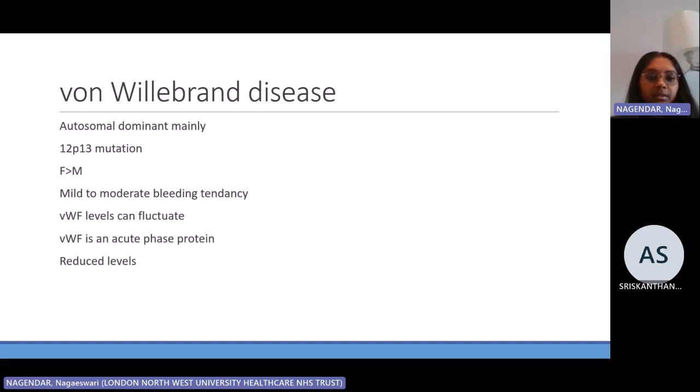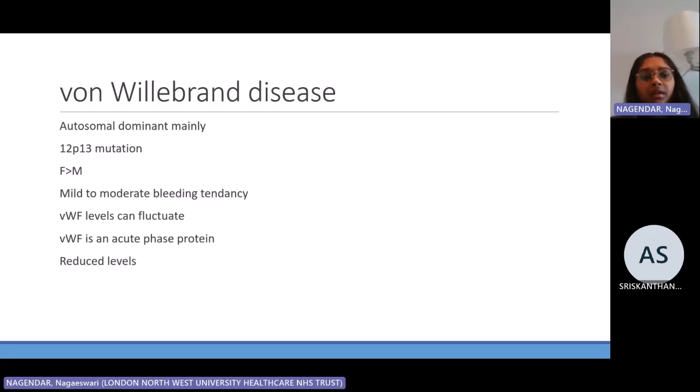Now this is different. It's not an X-linked condition, it's autosomal dominant mainly. But again, you can have de novo mutations, and it's usually a 12p13 mutation. So this is a bit different to haemophilia because it's mostly females that are affected, rather than haemophilia, which is a more male predominant disease. And in von Willebrand disease, there's a mild to moderate bleeding tendency. And this is the commonest hereditary bleeding disorder.